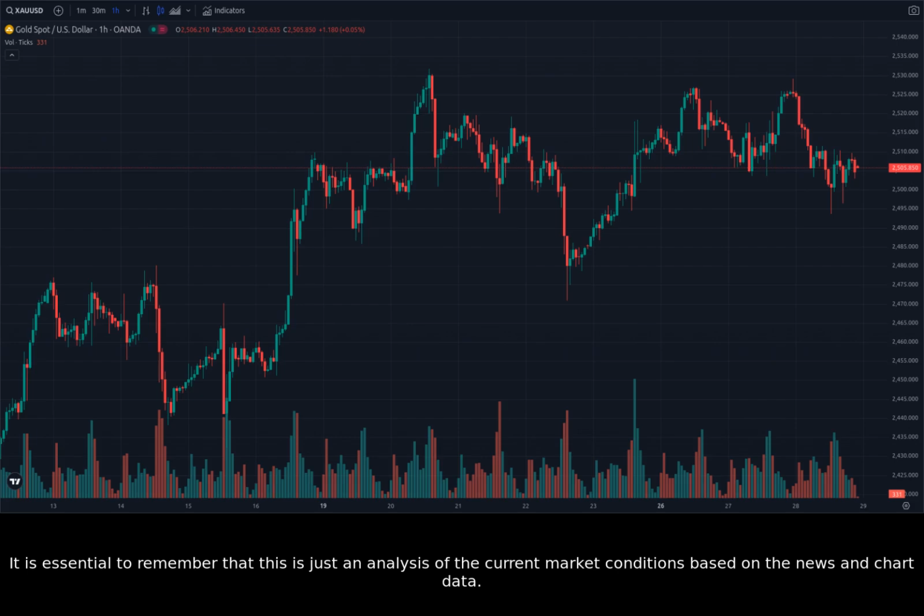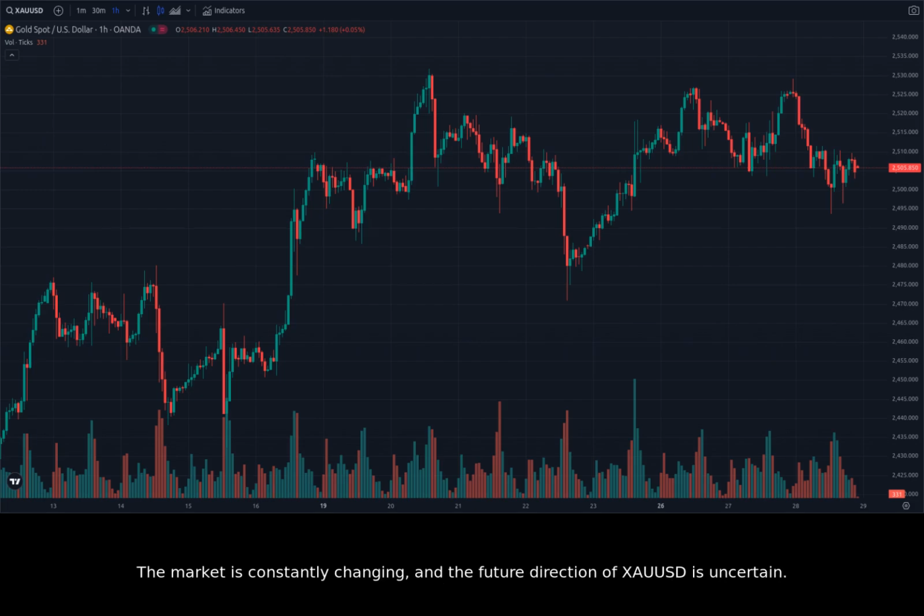It is essential to remember that this is just an analysis of the current market conditions based on the news and chart data. The market is constantly changing, and the future direction of XAUUSD is uncertain. Traders should always use their own judgment and risk management strategies when making trading decisions.